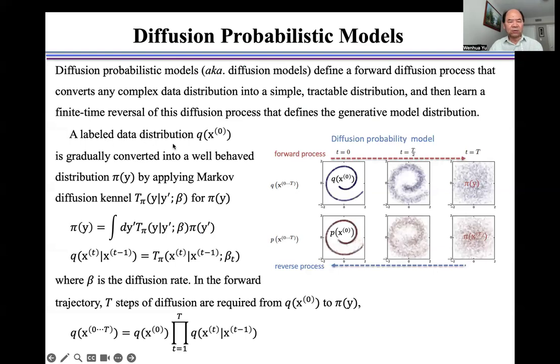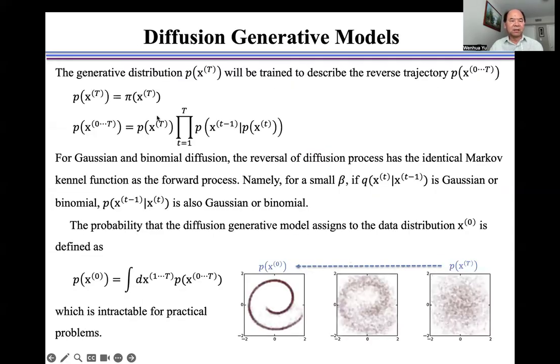A labeled data distribution q is gradually converted into a well-behaved distribution pi by applying a Markov diffusion kernel T_pi for pi(y), as shown here. Where beta is a diffusion rate, in the forward trajectory, T steps of diffusion are required from q(x0) to pi(y), as shown here. The generative distribution p will be trained to describe the reverse trajectory, as shown here.